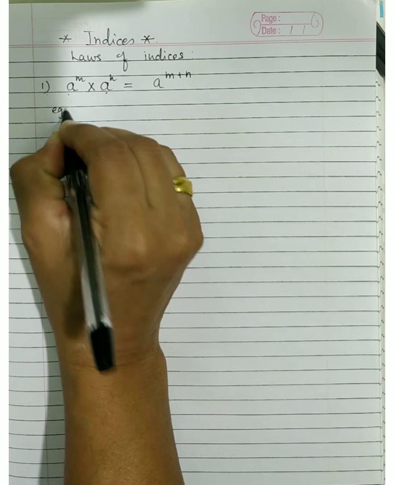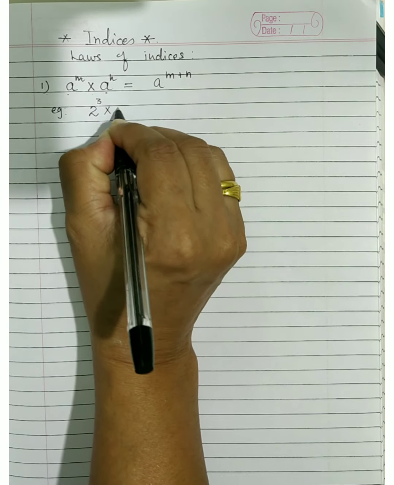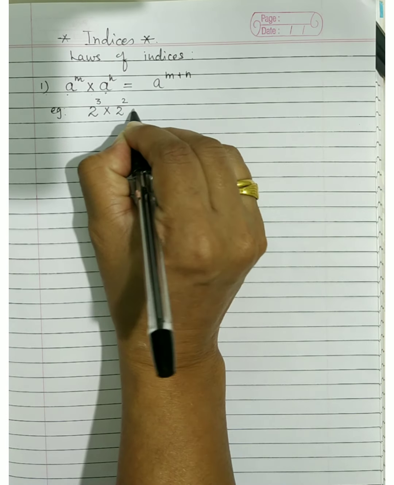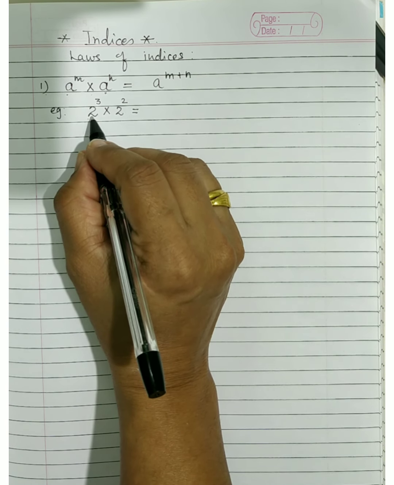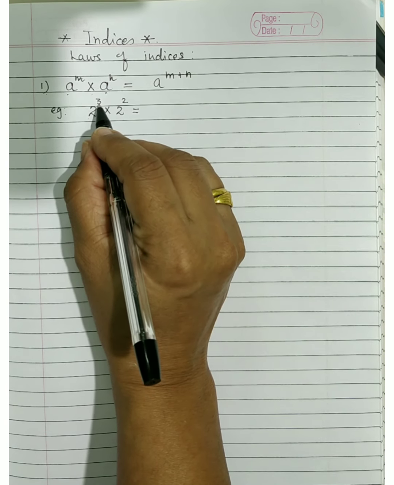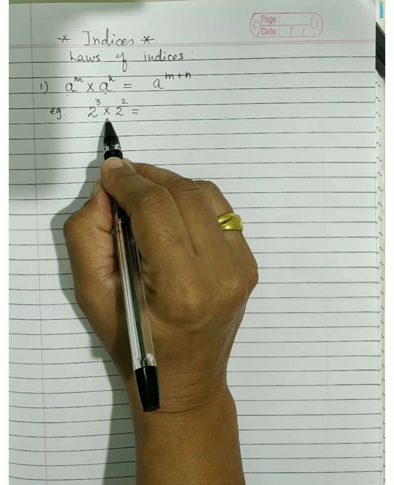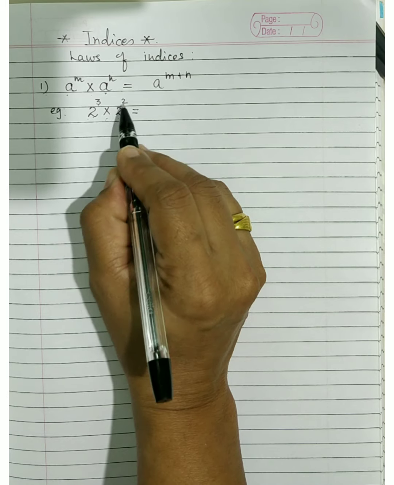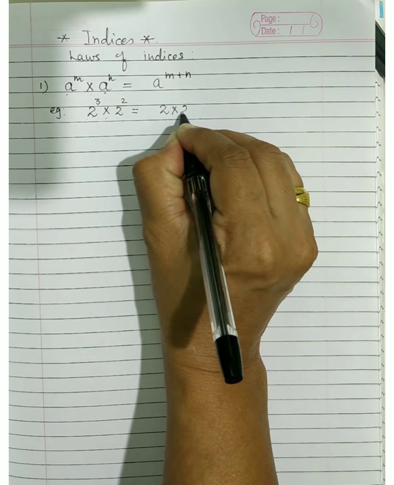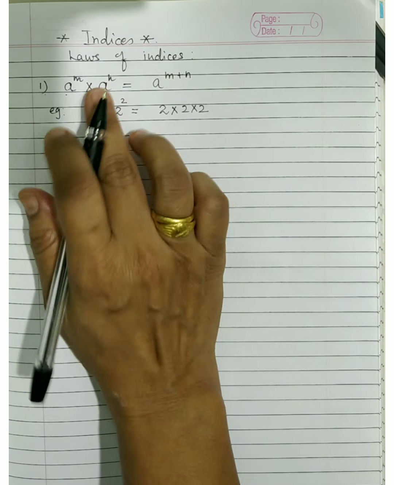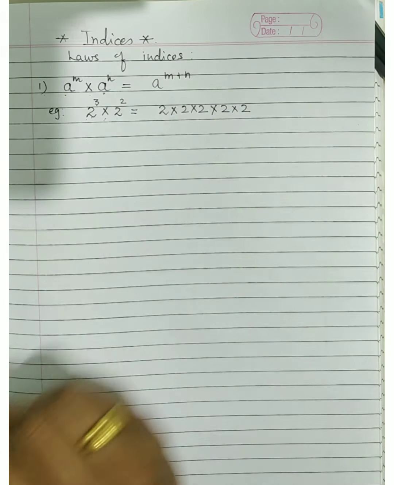Example I'll give you. Suppose we have got 2 raised to 3 multiplied by 2 raised to 2. So first of all, 2 raised to 3, what is the meaning of this? It means 2 multiplied by itself how many times? 3 times. And similarly here, 2 multiplied by itself 2 times. So I will write that: 2 into 2 into 2. This is 2 raised to 3, into 2 into 2.